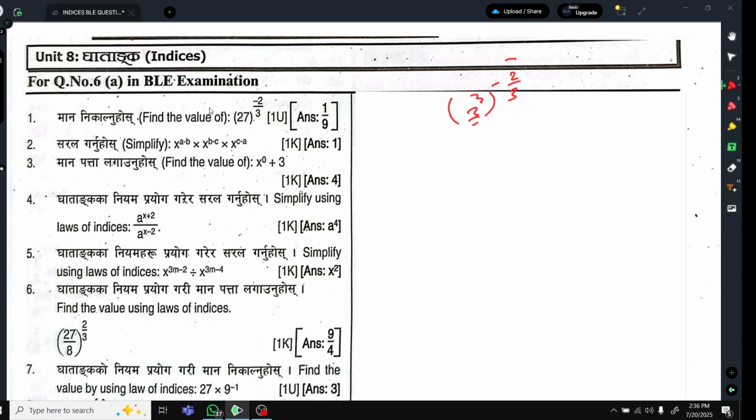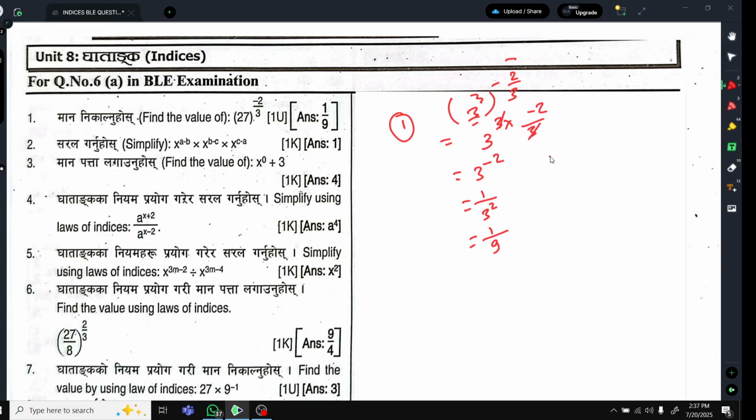Now what can we do? We can do something like this. Power's power is multiplied: 3 to the power 3 into minus 2 upon 3. 3 and 3 are cancelled as numerator and denominator, and at last we will have 3 to the power minus 2, which is equal to 1 by 3 to the power 2. To make it positive we do the reciprocal, and at last the answer comes 1 by 9. So this is how question number 1 is solved.